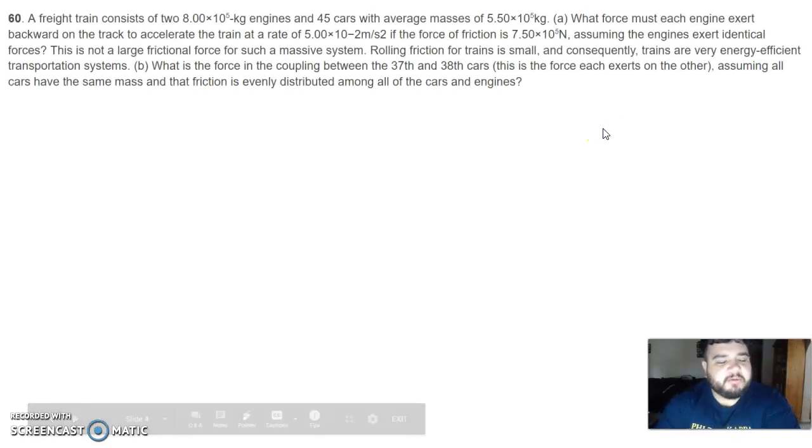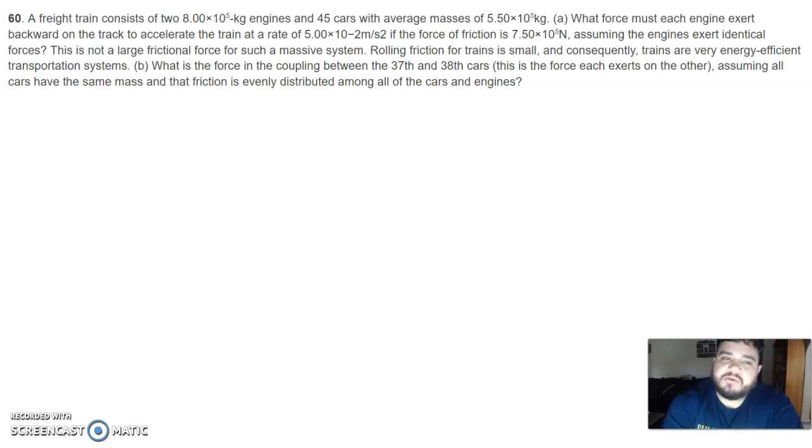We got this physics problem here. It has to do with forces and friction on a system. It says a freight train consists of two 8.0 times 10 to the 5th kilogram engines and 45 cars with average masses of 5.50 times 10 to the 5th kilograms.